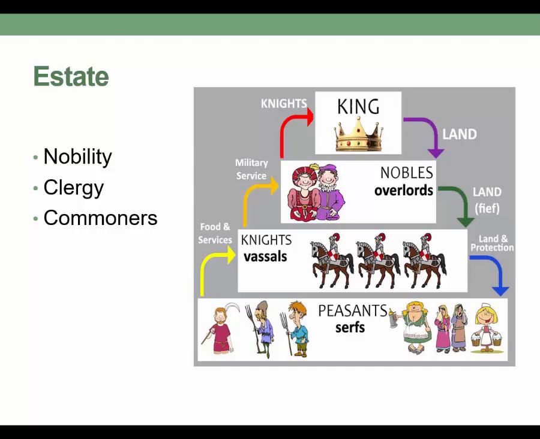And so you'll see that there is this relationship between what each group provided the group over it, and then what that person over it provided the group under it. And a lot of this was based around land and protection.